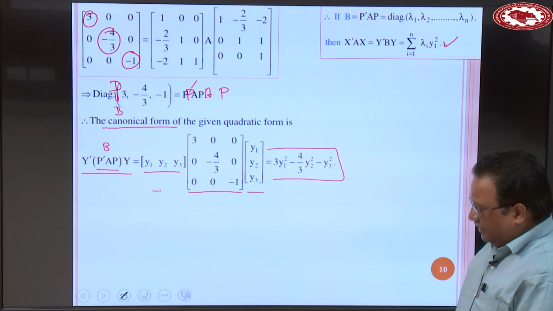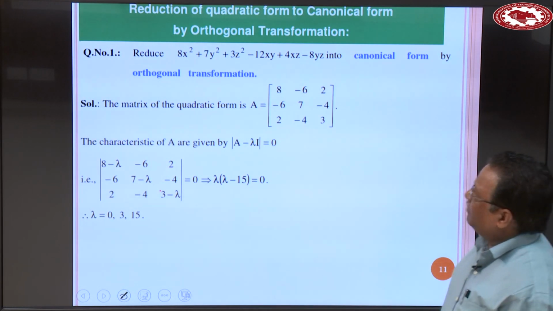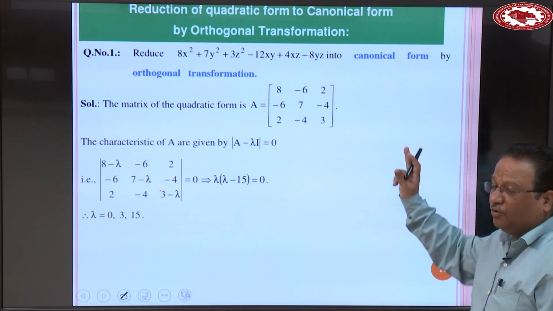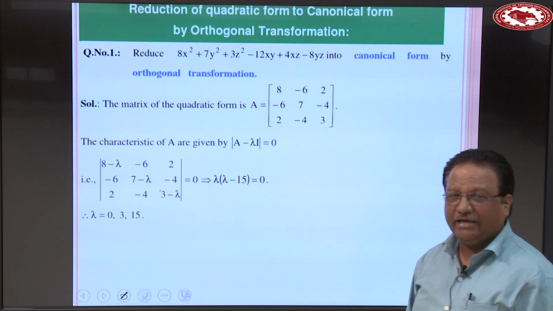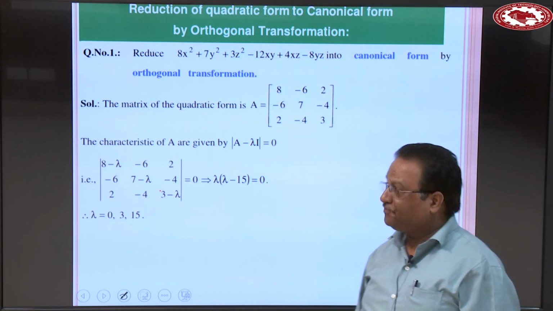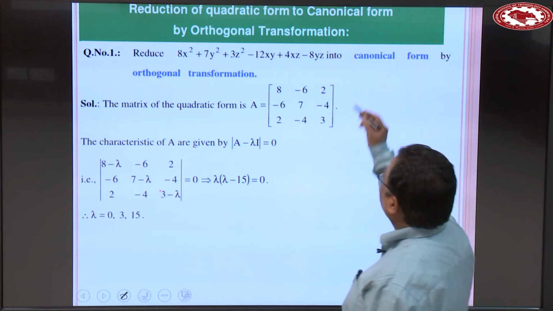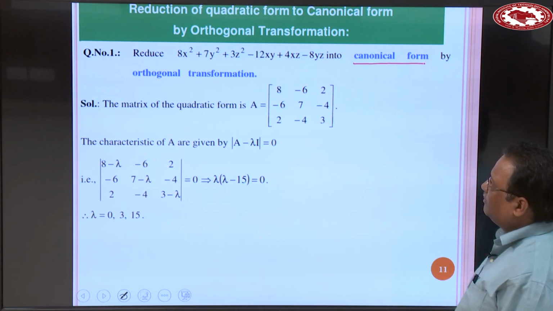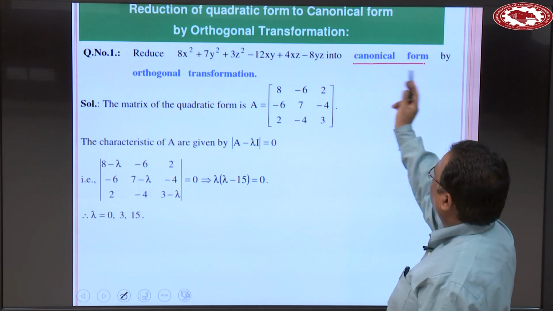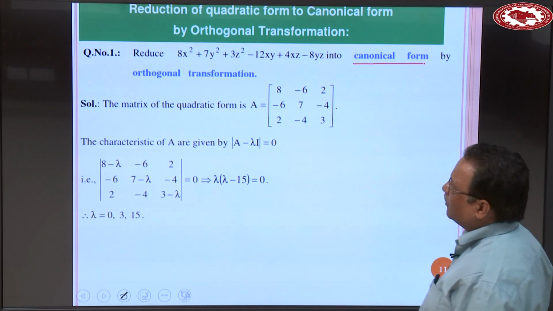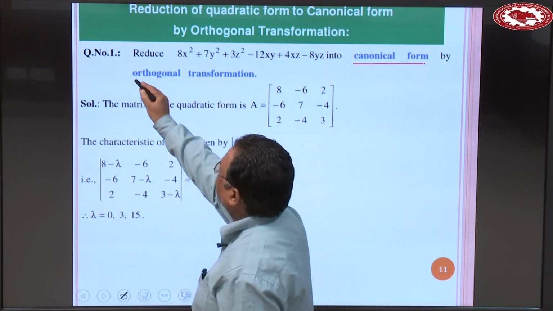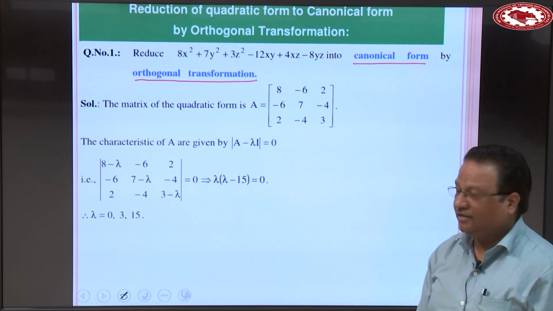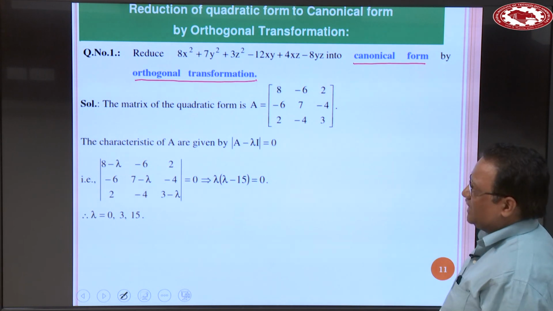So the diagonal elements are nothing but eigenvalues of the given problem. Okay. So one more problem, reduction of quadratic form to canonical form but by orthogonal transformation. So reduce this quadratic form into canonical form. This one is a quadratic form and you have to produce a canonical form by orthogonal transformation. अब इस टाइप की प्रॉब्लम को आप कैसे करोगे?